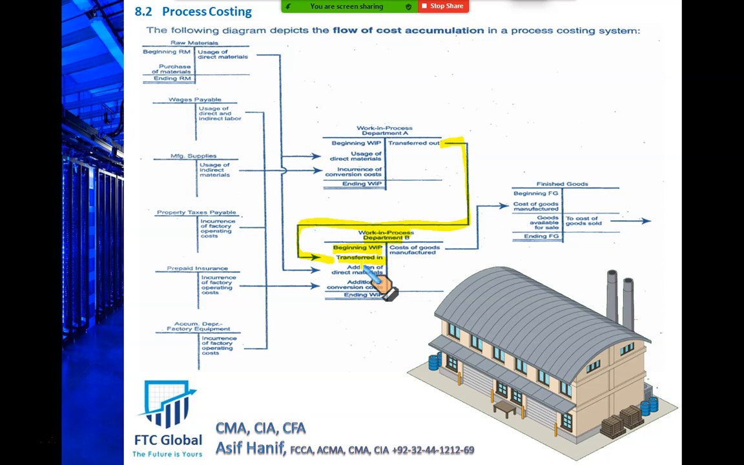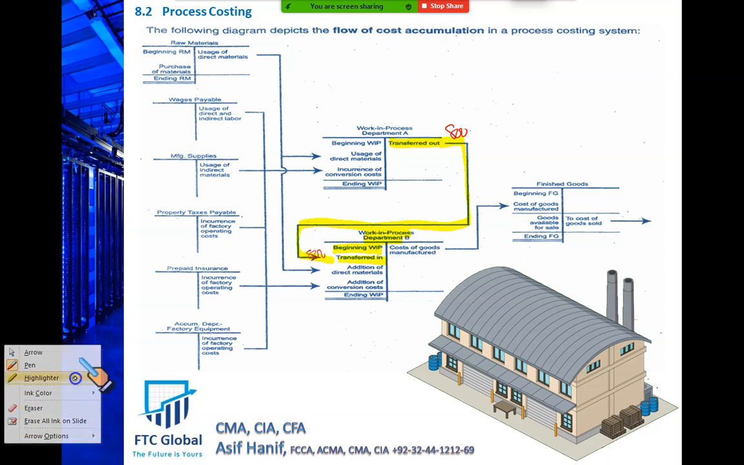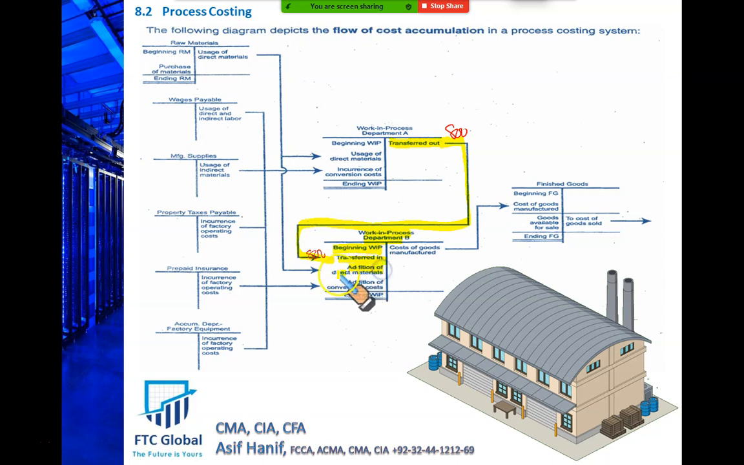This is called the transferred in cost. From here it was transferred out, and here it's transferred in. So, for the sake of our example, we took these 800 units. These 800 units were transferred out of department A, and now they are in department B. All right. Now, this department added some material during the period, addition of direct material.